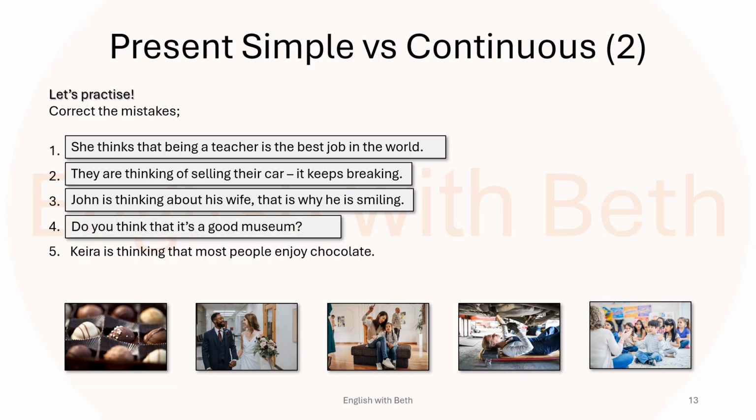Do you think that it's a good museum? Here, we are asking about somebody's opinion, so we have used present simple. Kira thinks that most people enjoy chocolate. Again, here, this is Kira's opinion or belief, so we have used present simple.